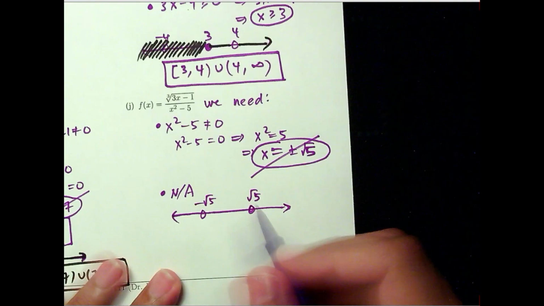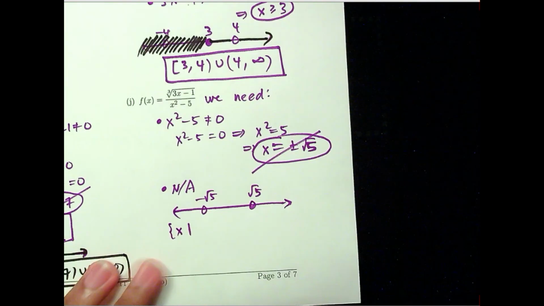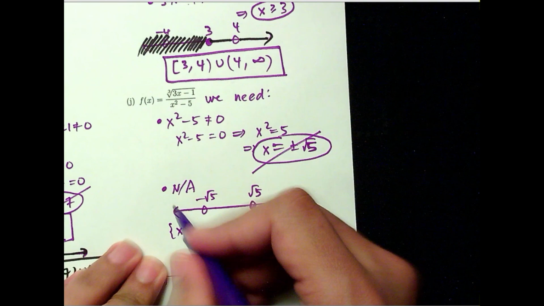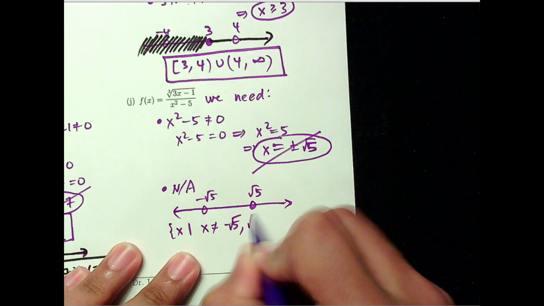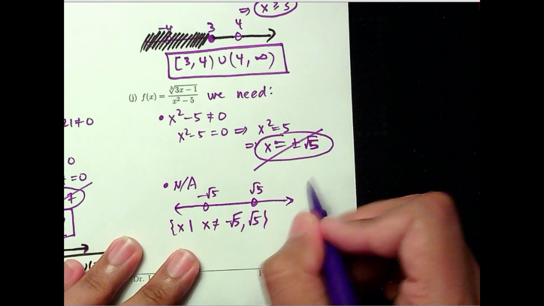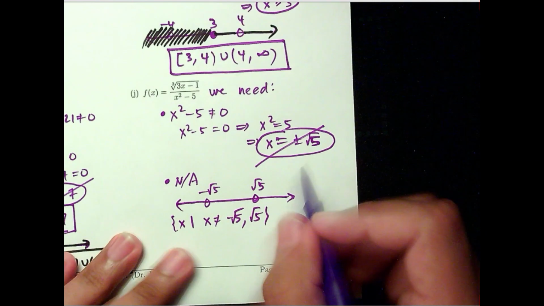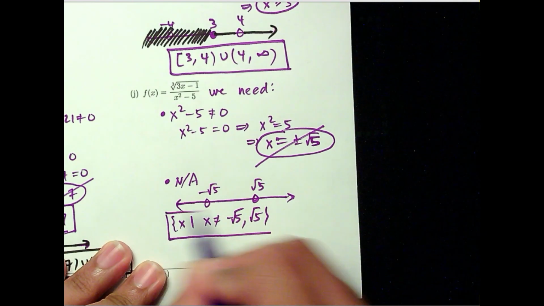So when you write the answer in set builder notation, it is going to be the set of all x's such that x is not negative square root of 5 or square root of 5. You might be able to write them together just like this with a plus or minus sign. So that's the answer in set builder notation.